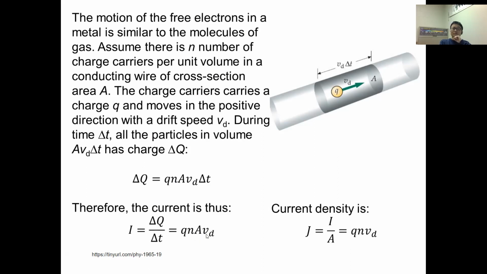So I is proportional to the drift velocity, okay? And also proportional to the cross-sectional area, proportional to the number density of charges, and proportional to the charge of each individual charge carrier, okay? And if you do current divided by the cross-sectional area, then it's equal to qnv_d, okay? So this is called current density, right? It's current per unit area.